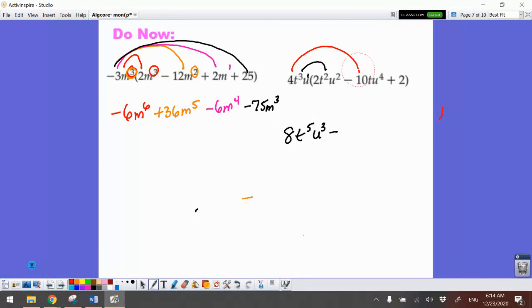And my second one, 4 times -10 is going to be a -40. And I have a 1t there, so 1 and 3 is 4. And 1 and 4 is 5. So there's my second term. And my third term, 4 times 2 is positive 8. And I see there's no variables here, so the t, 3, and the u are just going to drop.